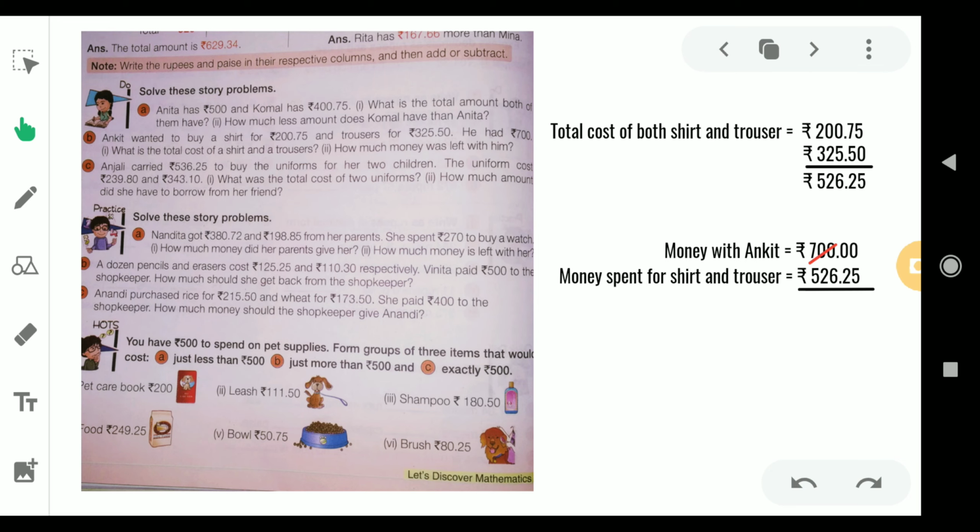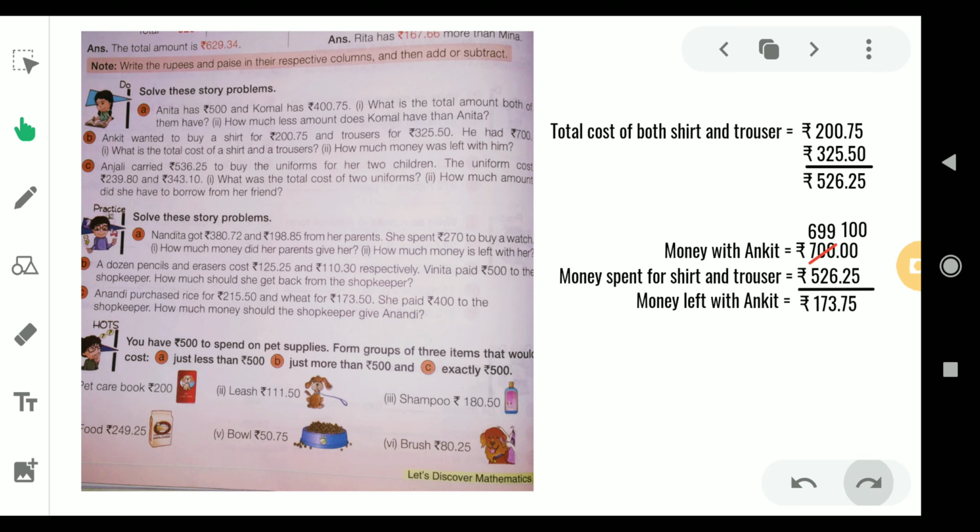So when you subtract, see here again there are two places here and there are no digits here, so that's why you have to take borrow from this. So just subtract 1 rupee from this, it will be 699, and that 1 rupee is converted here into paise and will be written as 100. And when you subtract 25 from 100, it will be 75, and 699 minus 526 will be 173. So the money left with Ankit after buying shirt and trouser will be 173 rupees 75 paise.